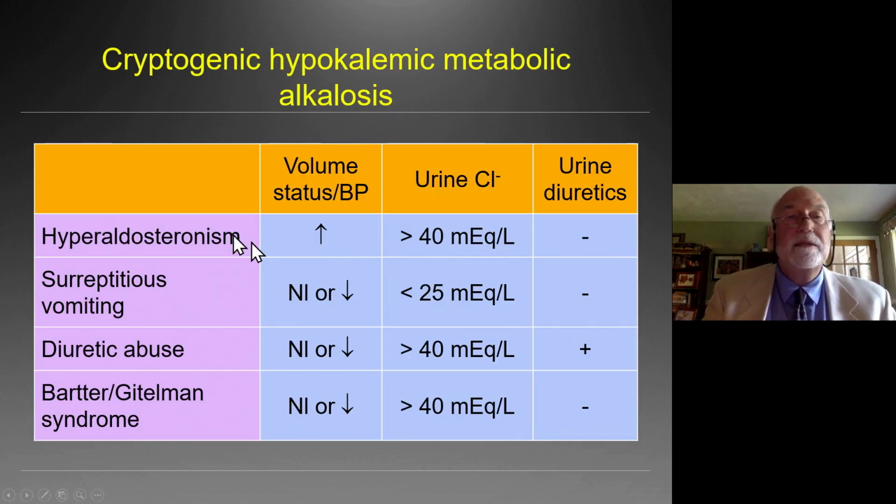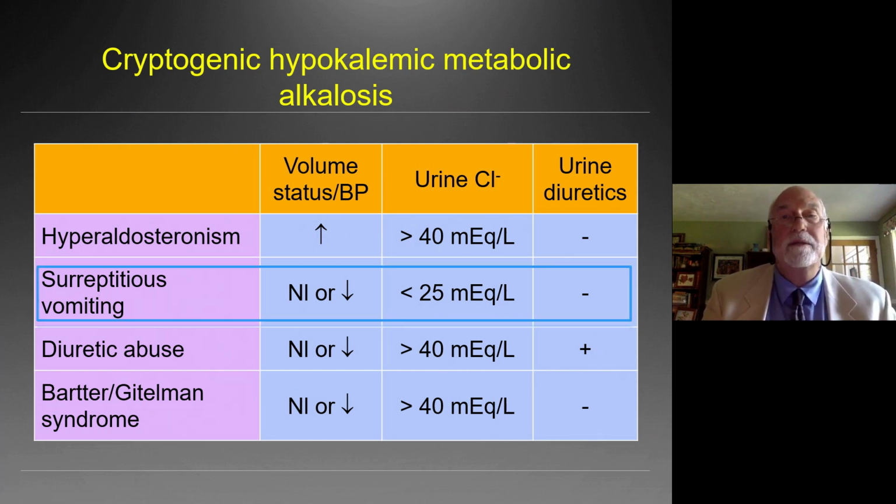This little table nicely summarizes these: unexplained hypokalemic metabolic alkalosis, hyperaldo, surreptitious vomiting, diuretics, and Bartter's-Gitelman. Hyperaldo is easy because it's the only one associated with elevated blood pressure. And here, the urine chloride is the most helpful. To distinguish these two, which look identical physiologically, you would need a diuretic screen in the right setting to distinguish amongst them.